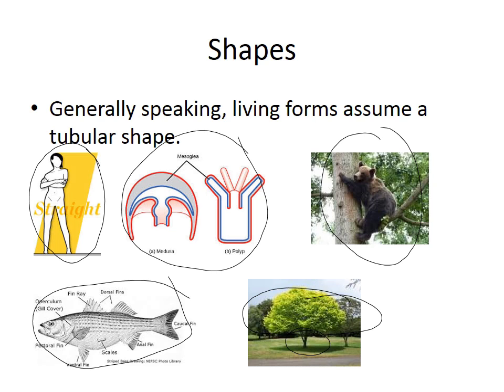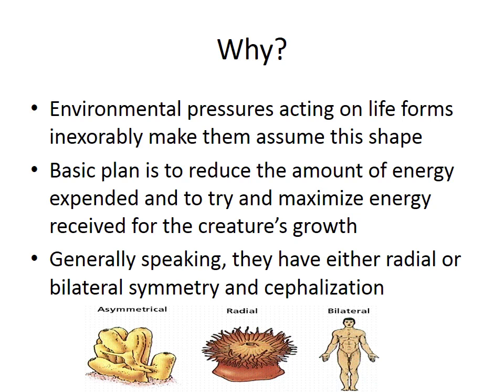So plants and animals generally, no matter how complex or how simple they are, will assume a tubular shape because that is a very good shape to be in. And why is that exactly? Because of the environmental pressures. They act on life forms and they make them assume this shape. The reason is the basic plan is to reduce the amount of energy expended and to try and maximize the energy received for the creature's growth.